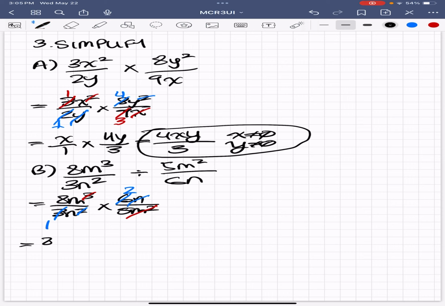What are we left with? 8m over 1n times 2 over 5. So this would be 16m over 5n. And m cannot be equal to 0.